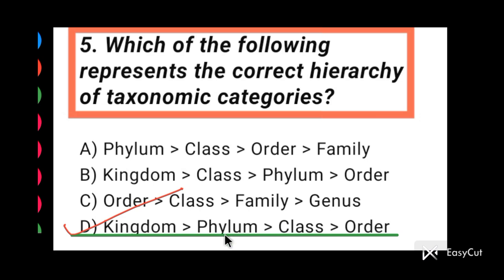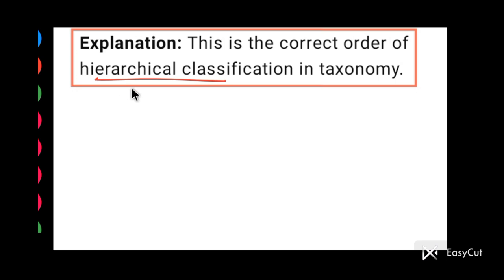Kingdom, then phylum, class and order. And kingdom is the highest category. This is the correct order of hierarchical classification in taxonomy.